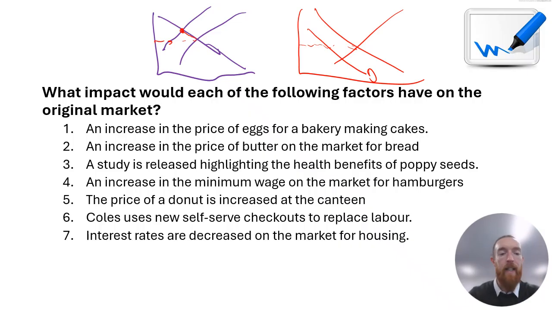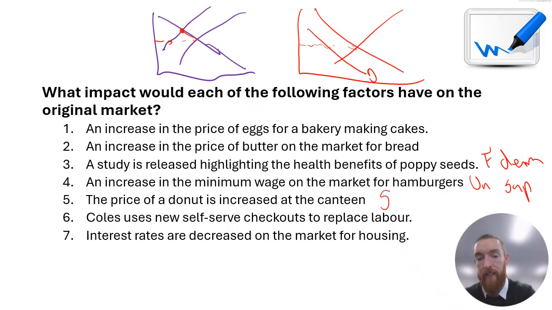If we were to run through the rest of these, a study is released highlighting the health benefits of poppy seeds. That is going to be favorable for demand. An increase in the minimum wage is going to be unfavorable due to cost of production, so that's supply. The price of donut is increased at the canteen. Well, that is going to depend. That's going to be an expansion or contraction. That's all about selling price, and therefore is going to be a movement.